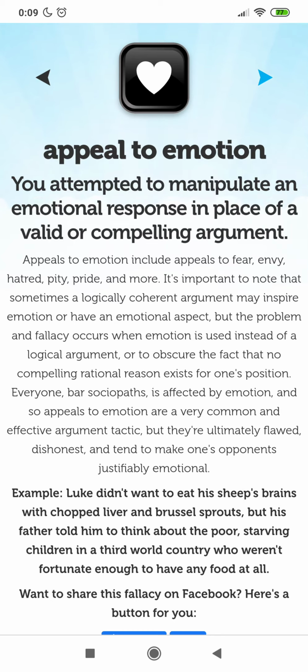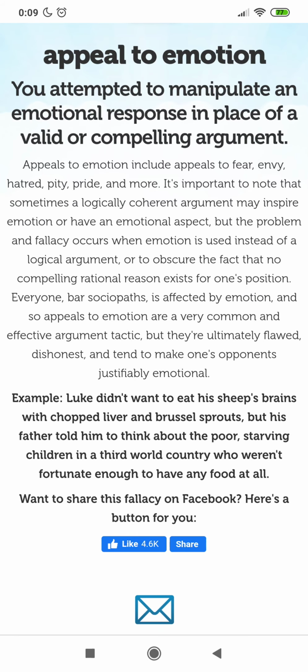Everyone, except sociopaths, is affected by emotion, and so appeals to emotions are a very common and effective argument tactic, but they are ultimately flawed, dishonest, and tend to make one's opponents justifiably emotional.